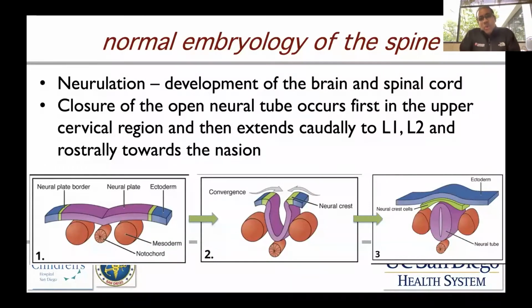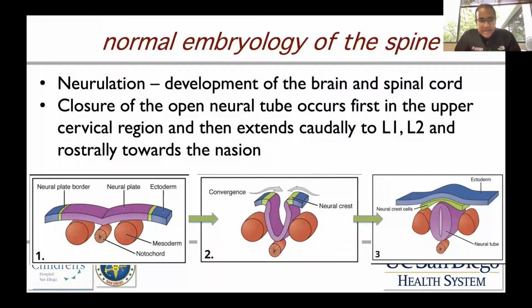So when we talk about normal embryology of the spine, the most important process that we talk about is neurulation, which is really fancy for development of the brain and the spinal cord. When you talk about closure of the open neural tube, it typically happens first in the upper cervical region, and then it extends down to L1, L2, and then it comes back rostrally towards the nasion.